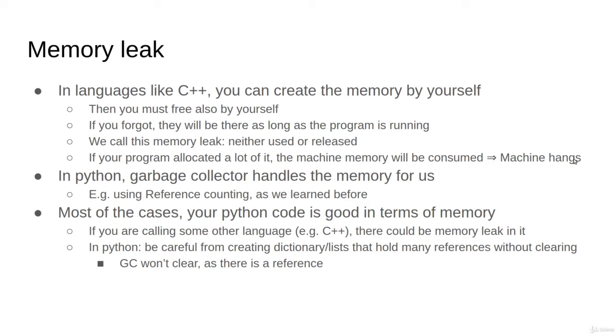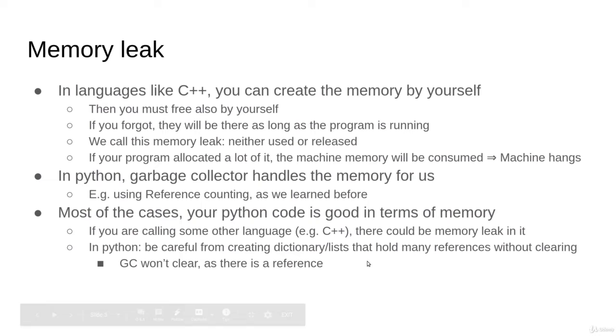In Python, we have the garbage collector and other mechanisms that handle the memory for us, and this is a great thing. We learned already about that. We learned about the reference counting and how it is used to do this task. Most of the cases, your Python code itself is good in terms of memory. However, I would like you to observe the following. In advanced cases, your Python code might be calling another, maybe C++, code. If the C++ code itself has a memory leak, your overall application will have a memory leak. This memory leak will not be coming from your Python code itself. Typically, it will be coming from something else.